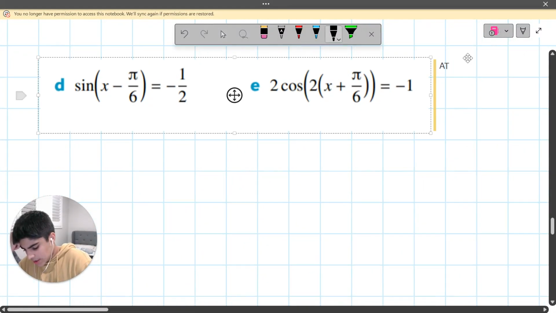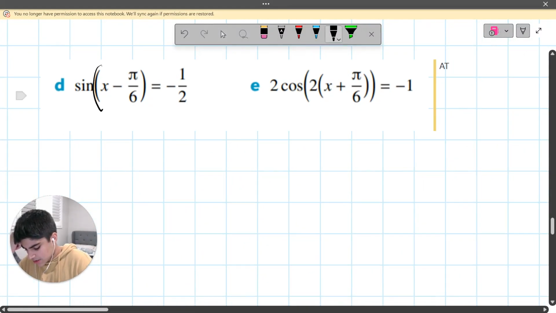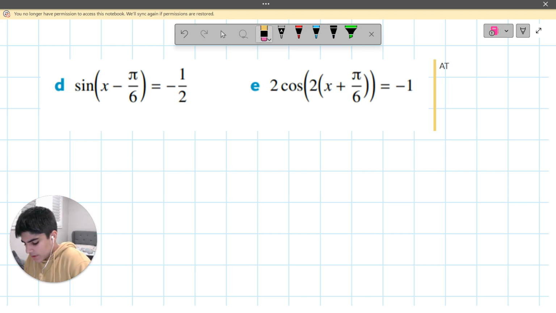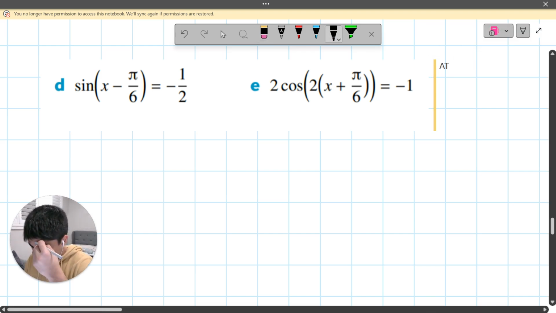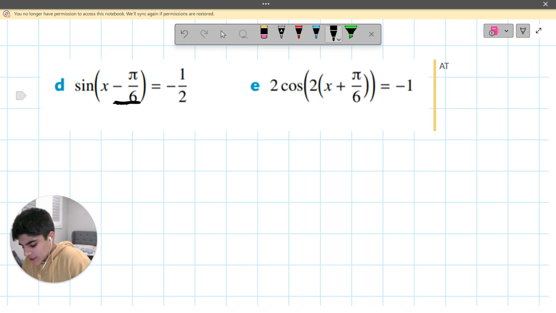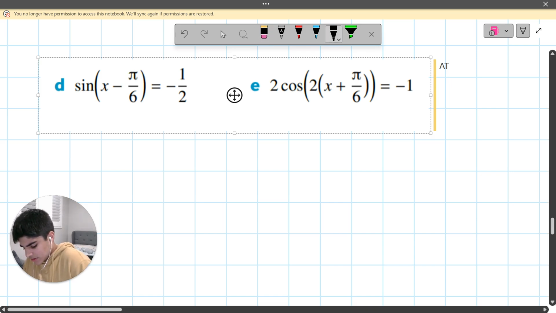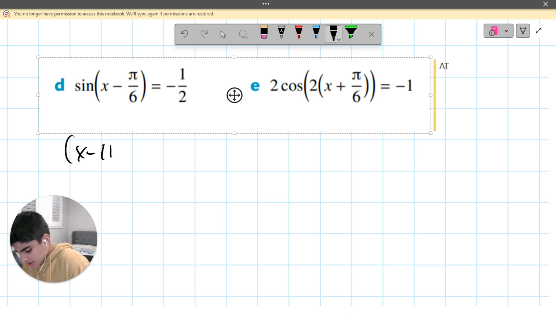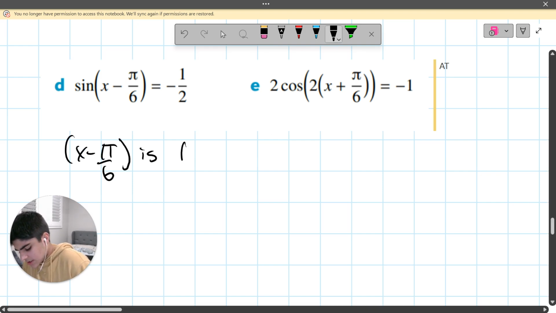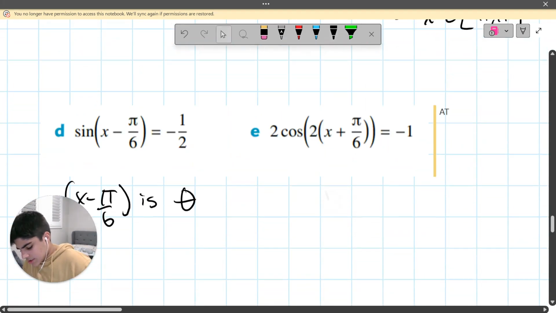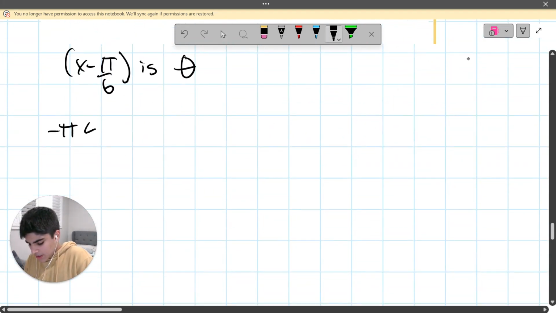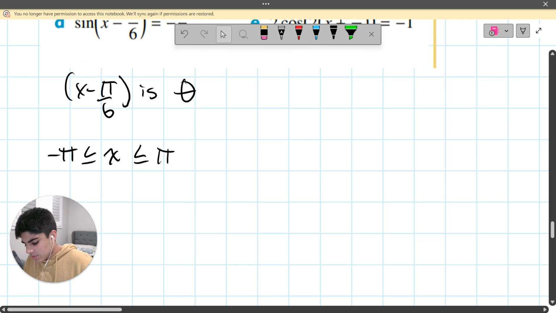D: sine of (x minus pi on 6) equals negative 1/2. So let's identify our translations. We've got a translation to the right, the positive side of the x-axis, by pi on 6. Let's establish x minus pi on 6 as theta. Let's adjust our domain now. Negative pi is less than or equal to x, which is less than or equal to pi. We've got a translation of negative pi on 6.